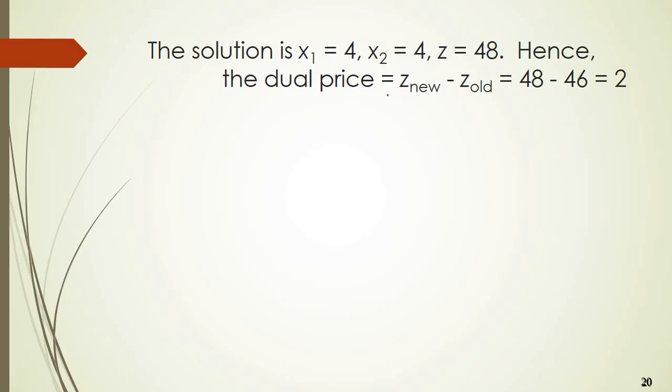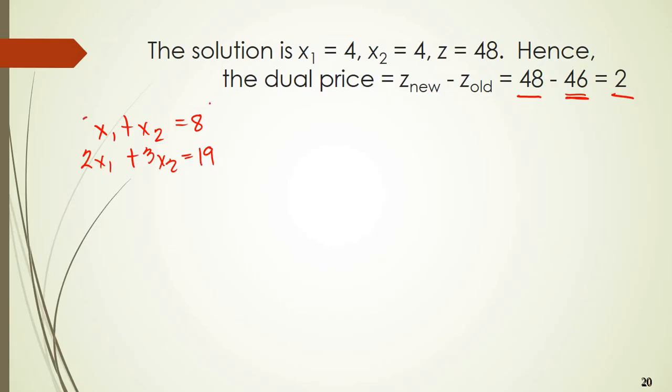Hence, the dual price is equal to z new value minus z old value. So our new value is 48. We're going to subtract 46 from it. That will be 2. If you're asking where we got 46, our original constraints are x sub 1 plus x sub 2 is equal to 8, and 2x sub 1 plus 3x sub 2 is 19.